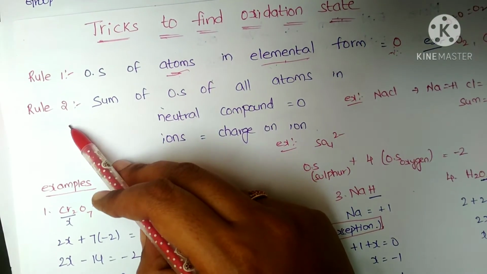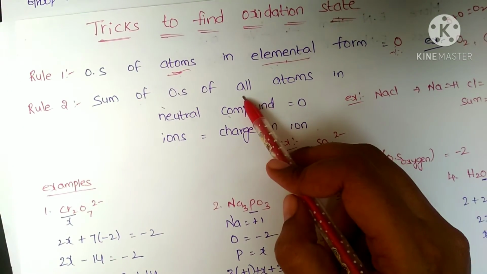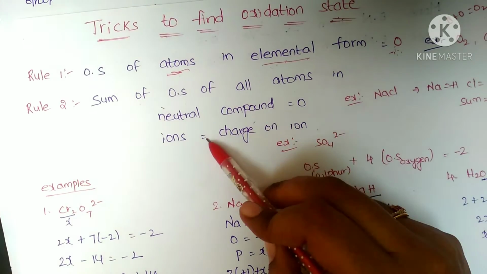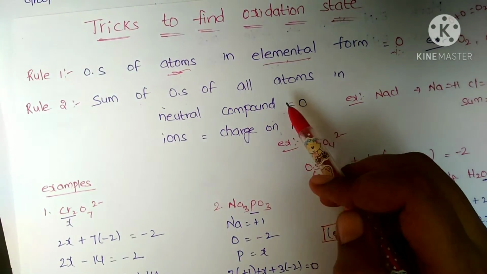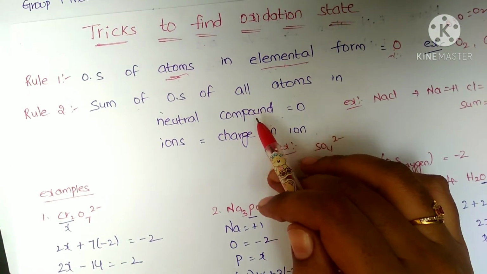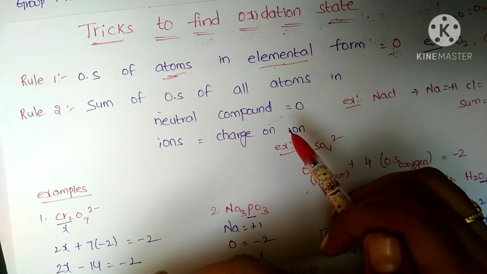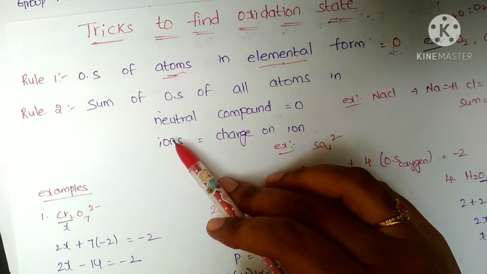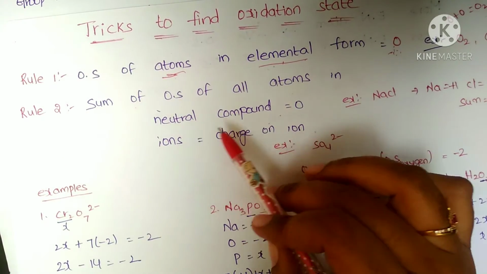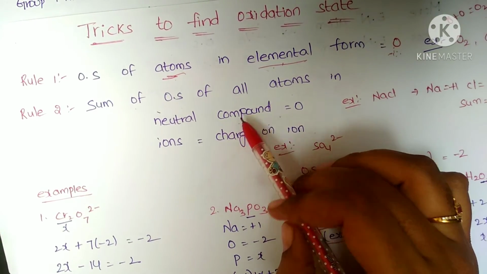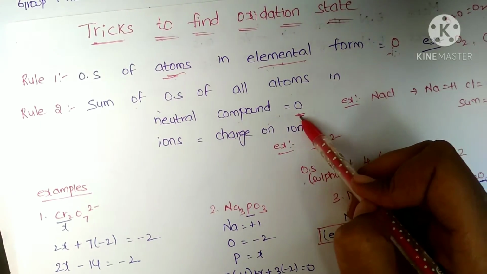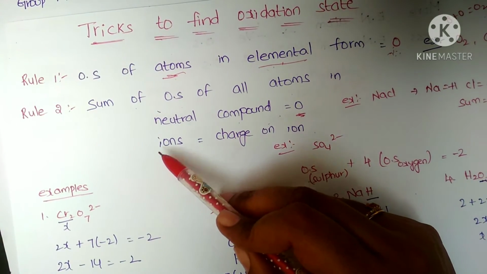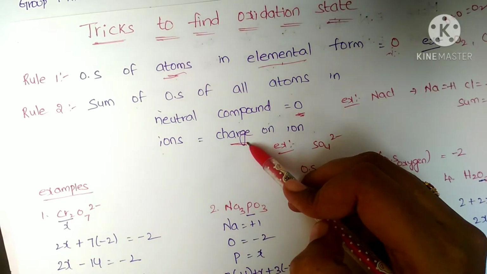Next, rule 2. The sum of oxidation states of all atoms in a neutral compound should be 0. Just now we said, neutral compound means what? No positive or negative charges on the formula of a compound. And ions means positive ion and negative ion. So for a neutral compound, the sum should equal 0, and in terms of ions, it equals the charge on the ion.